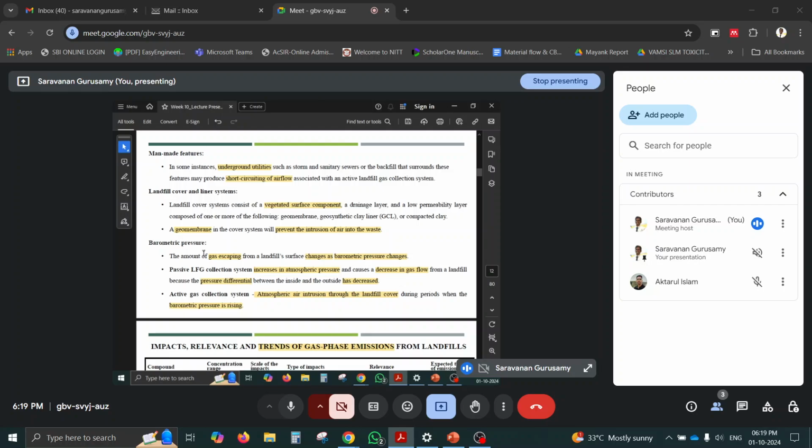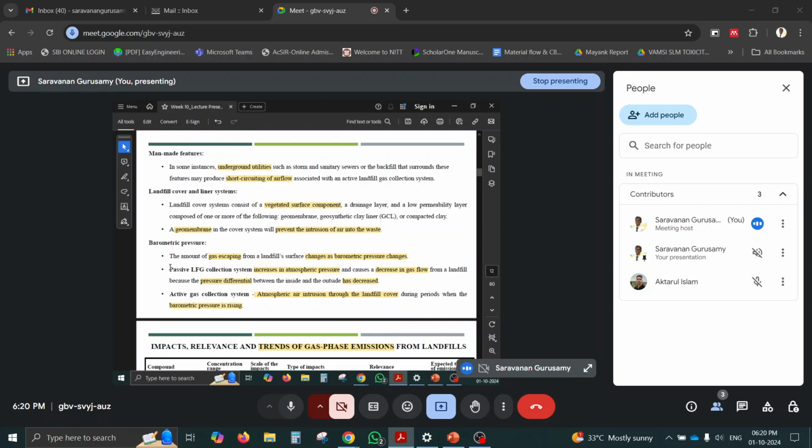Finally, the barometric pressure. The amount of gas escaping from the landfill surface changes as the barometric pressure changes. This is called advection, which we have discussed already. So the movement of gas based on the pressure difference, from high pressure to low pressure, is called advection. Again, we can classify the landfill gas collection system into two types.